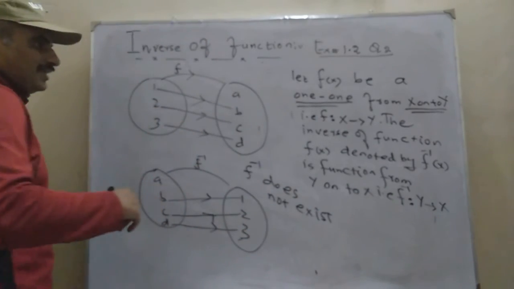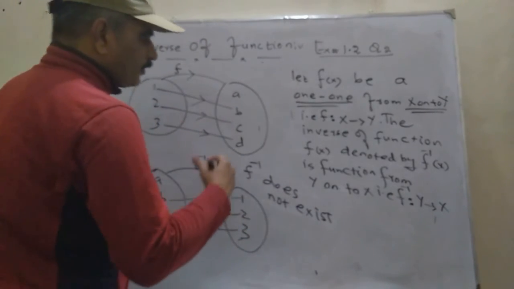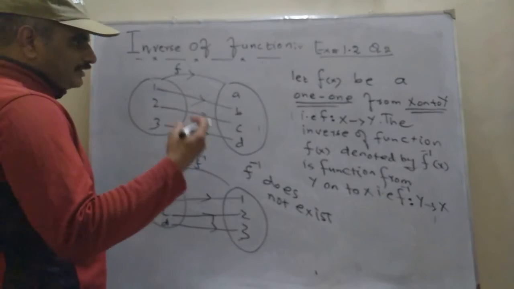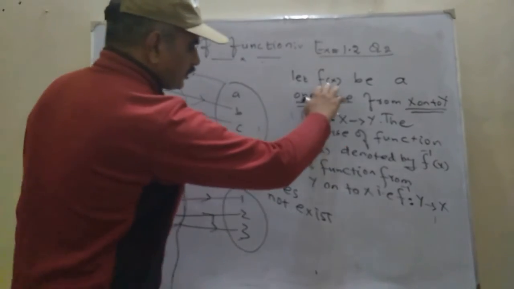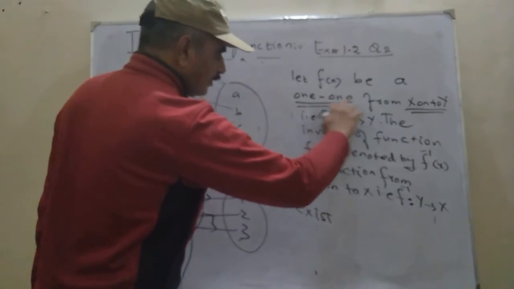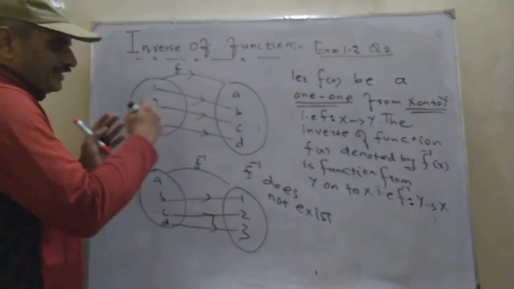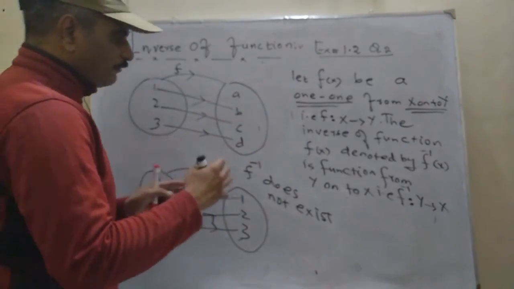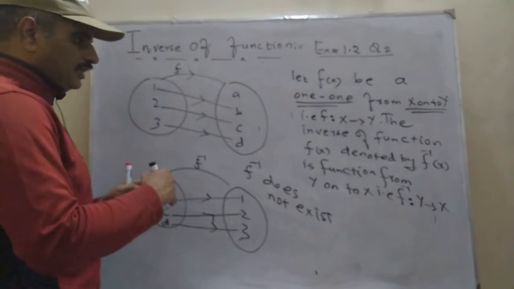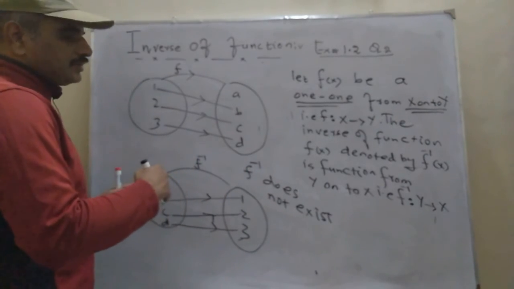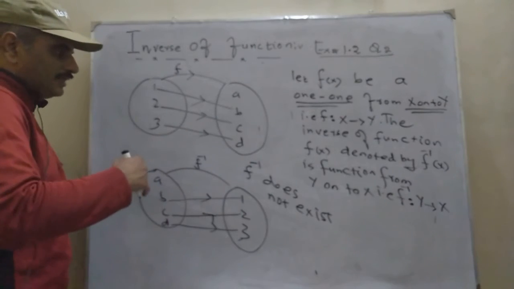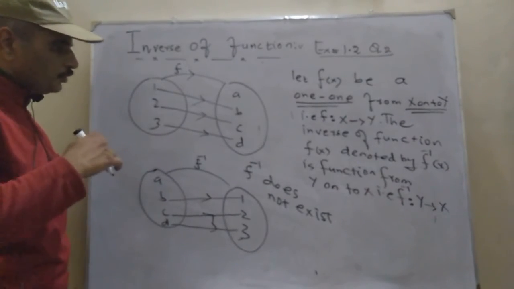From these two examples you can see that for inverse it is compulsory that your function should be 1-to-1 and onto, and a 1-to-1 and onto function is called bijective function. If there is a bijective function, then its inverse will exist, otherwise there is no inverse. And as I explained in two examples.